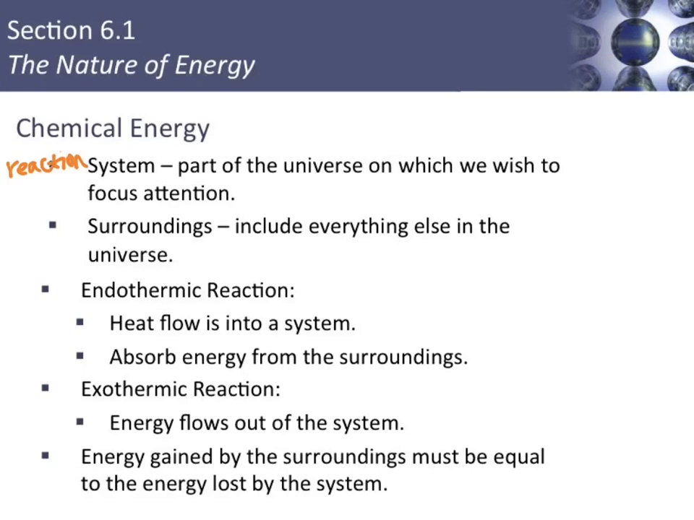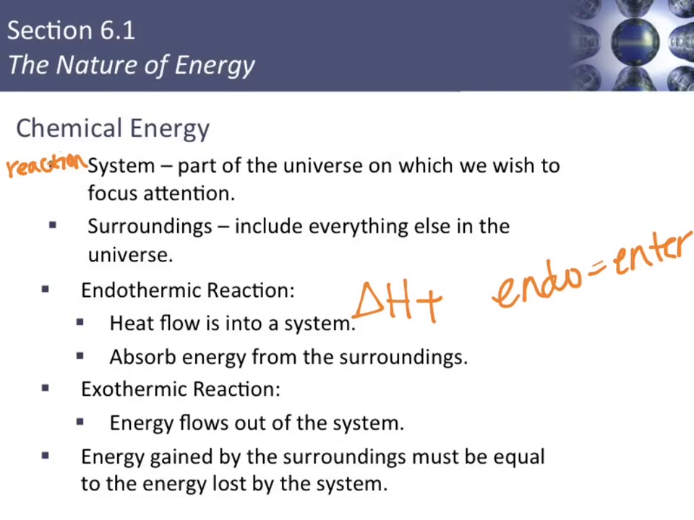There are two different types of reactions. There's the endothermic, where heat flows into a system. So if I have delta H and I'm flowing into it, then delta H is going to be a positive number. And think of endo as enter. Okay, endo, enter, entering into the system.